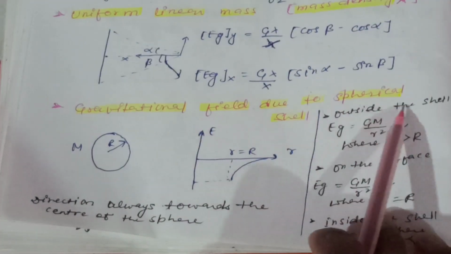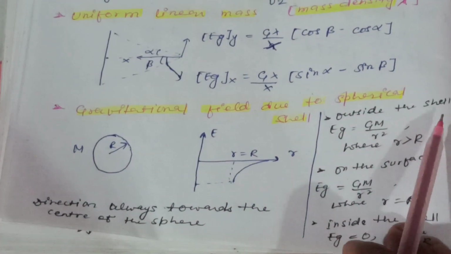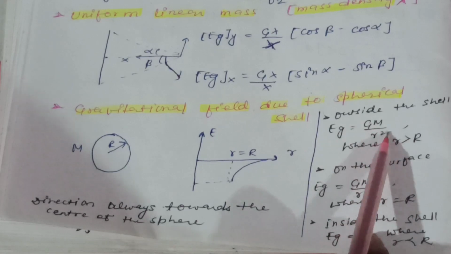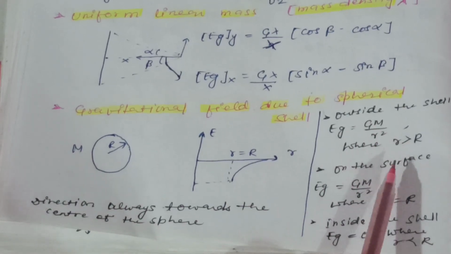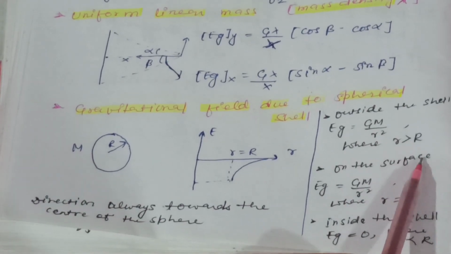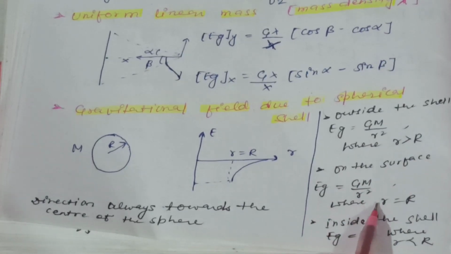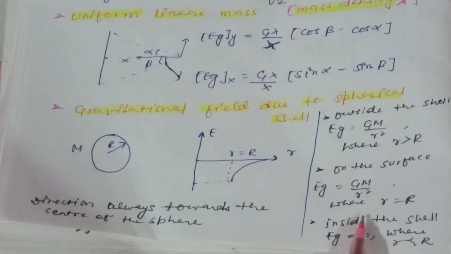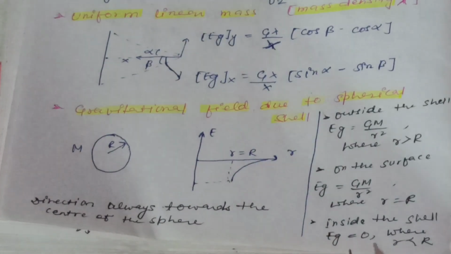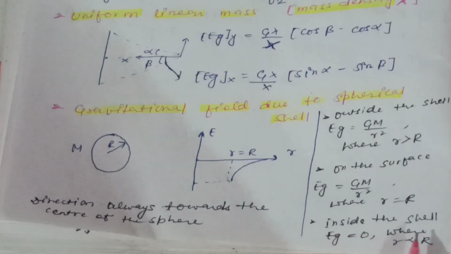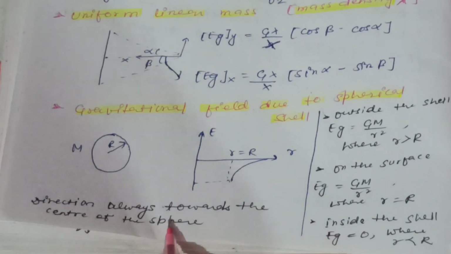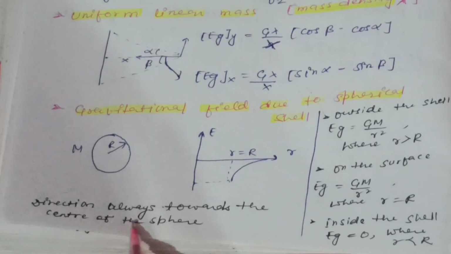Gravitational field due to a spherical shell. Outside the shell, Eg = GM/r², where r is greater than R. On the surface, Eg = GM/r², where r is equal to R. Inside the shell, Eg = 0, where R is greater than r. Direction is always towards the center of the sphere.